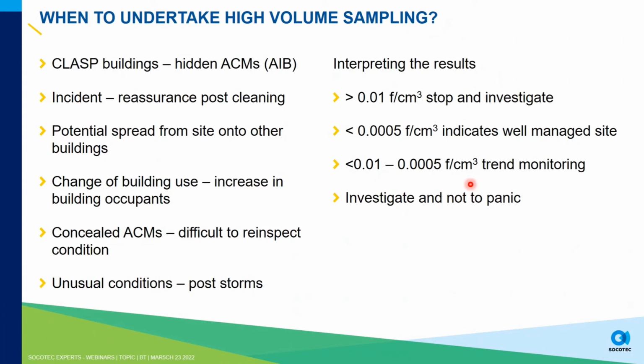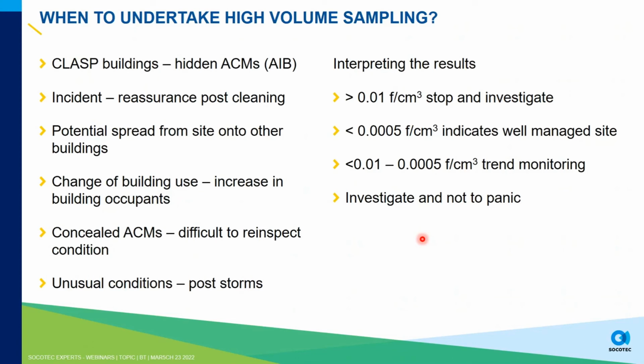Are those levels coming down? Are they increasing as things change in the building that perhaps are causing the increase or decrease? I suppose the key message here is to investigate and not to panic. We're not going to say use high volume sampling and therefore we need to start removing asbestos left, right, and centre. It's all about managing that risk and having another tool in the asbestos management armoury to demonstrate best practice in terms of managing that asbestos risk.